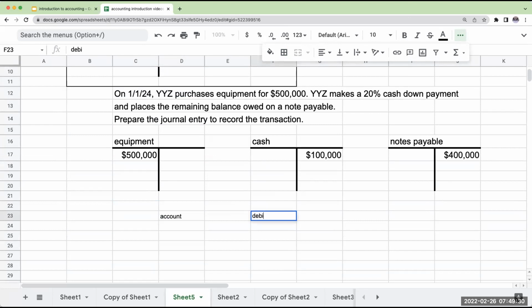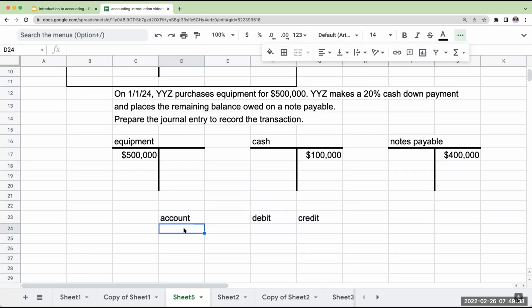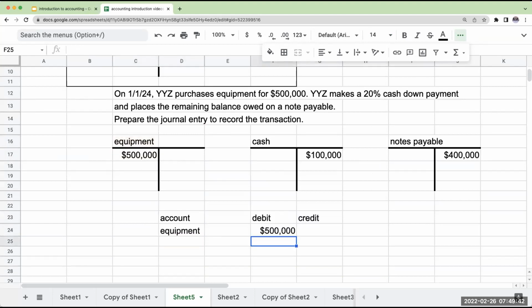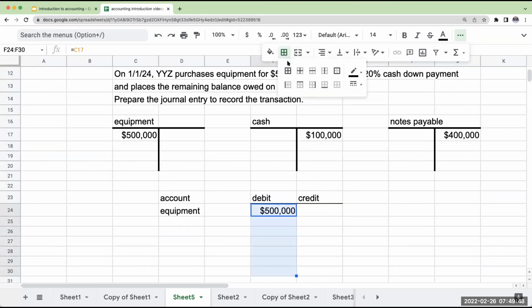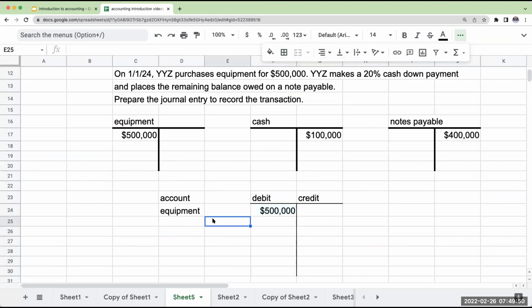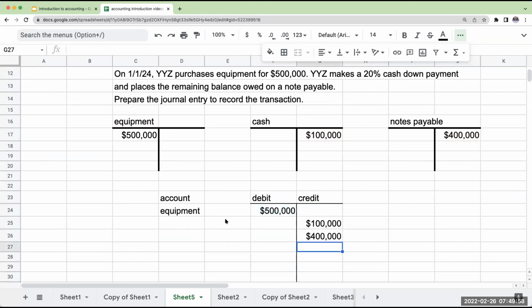So right over here, now to do the journal entry, let's do this first. We're going to go ahead and have account, debit, and credit. What I typically want to do is list my debits first. So over here, I'm going to show a debit to equipment for 500,000. If I envision this journal entry with a little T like this, I'm essentially translating this over. I have credits of 100,000 for cash and 400,000 for notes payable.